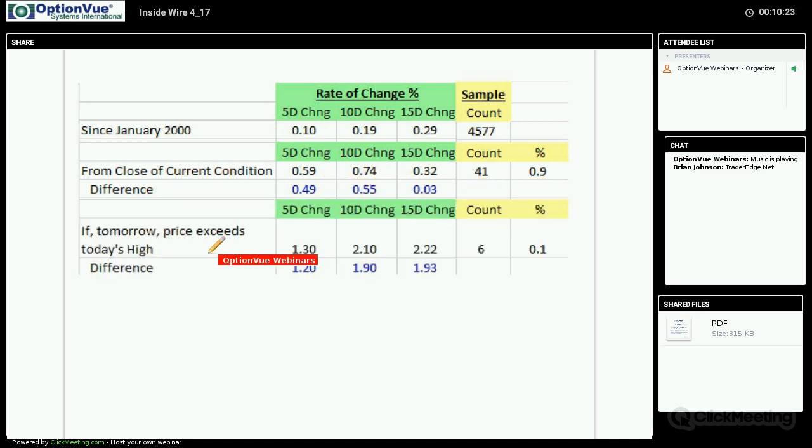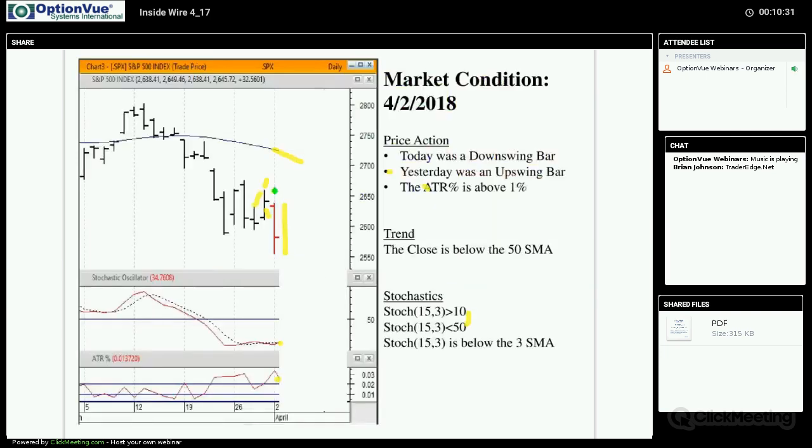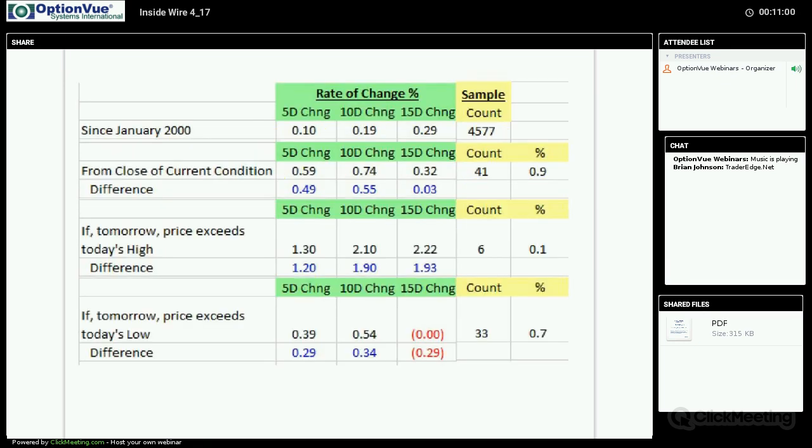And by the way, I also carved this out in terms of price exceeding the previous day's high. So we have our market condition, right? The next day, if the price ascends above the high, the distribution is going to be a certain way, and if price goes down below the low, the rate of change will be at a certain level. So I carve this up. If the next day price goes up above there, I want to know what the average rate of change is for that situation, and then if it goes down below, what it is for that situation. That's what I've carved out here.